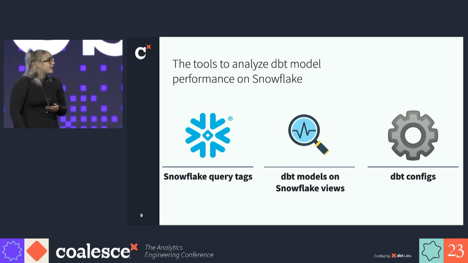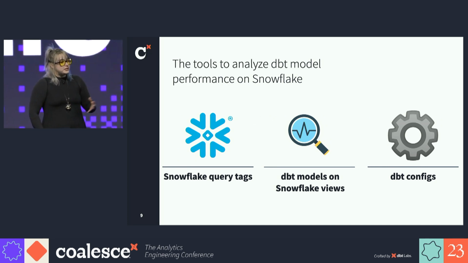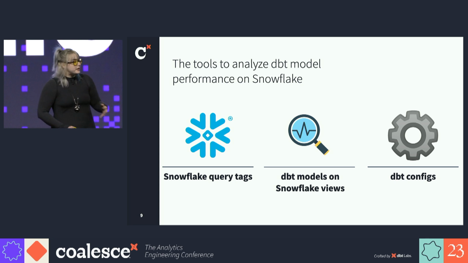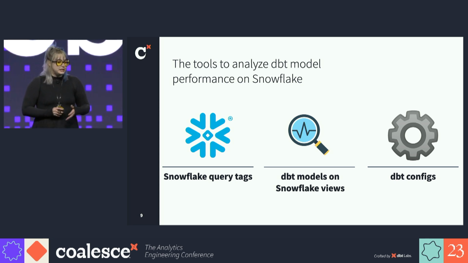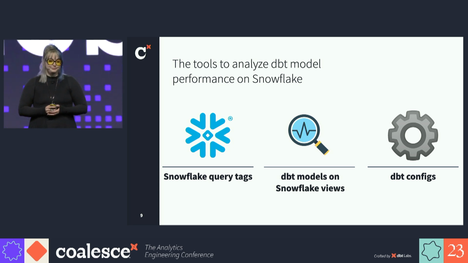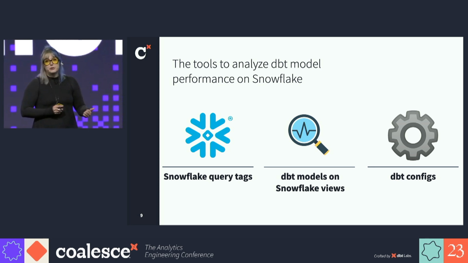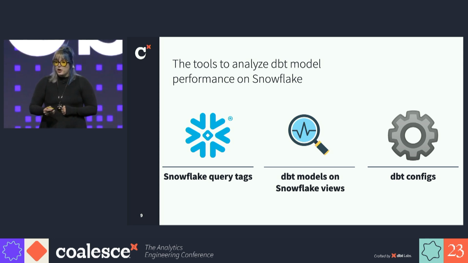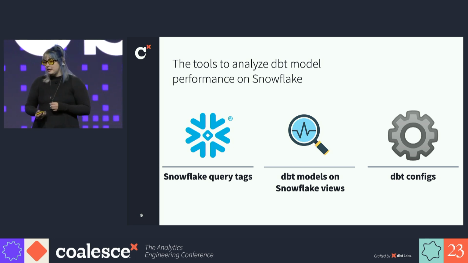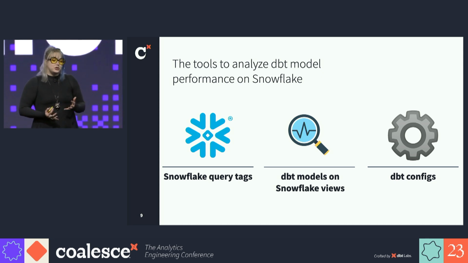OK. This slide shows a top-level view of the tools that exist today between DBT and Snowflake that allow us to look at our model's performance. First, Snowflake query tags. These create a one-to-one relationship between DBT model invocation and a Snowflake query ID. These are essential for doing performance analysis.